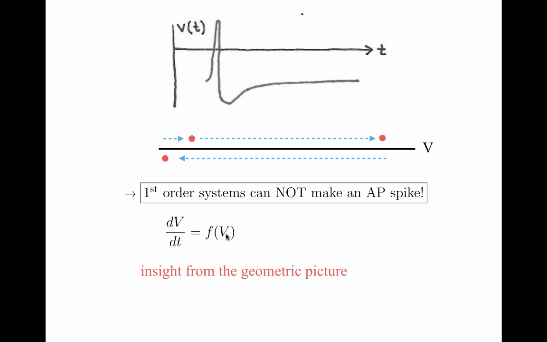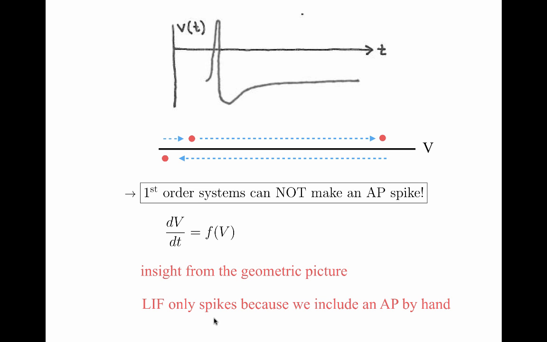Maybe if we had a different type of circuit, we could still produce a one-dimensional system. We might hypothesize that we could find a one-dimensional system that could produce an action potential, a spike. But that's not the case. The insight from the geometric picture is that no matter how we choose f, we will not be able to develop a first-order system that produces a spike. And again, remember, our leaky integrate and fire system only spikes because we included our hack. We said that if the voltage is big enough, we'll declare that a spike and then reset the voltage. It doesn't spike on its own.